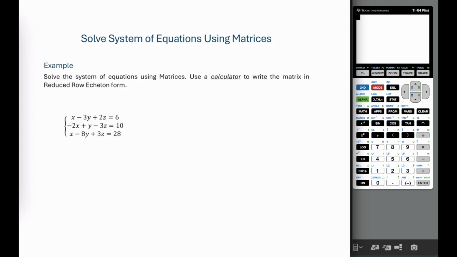Solve the system of equations using matrices. Use a calculator to write the matrix in reduced row echelon form. So the first thing that we're going to do is convert this system to a matrix.